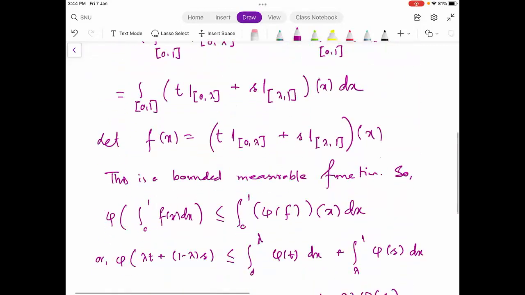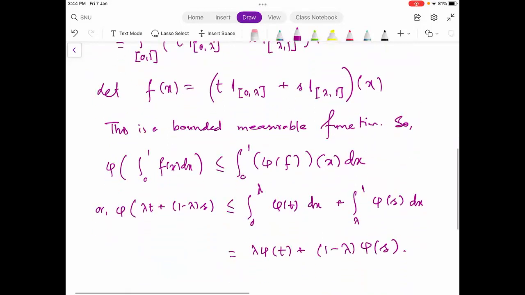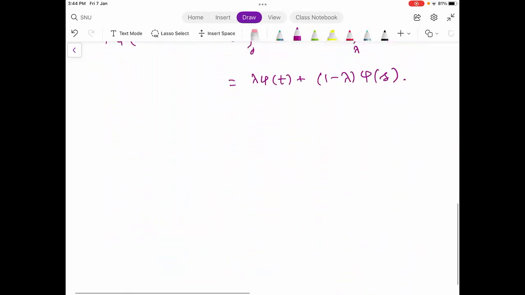Now, the moment it's the integral of a certain f, phi of lambda t plus 1 minus lambda s is phi of that integral, which is given to be less than or equal to the integral of phi f. The integral of phi f turns out to be lambda phi t plus 1 minus lambda phi s. These are standard measure theoretic tricks.